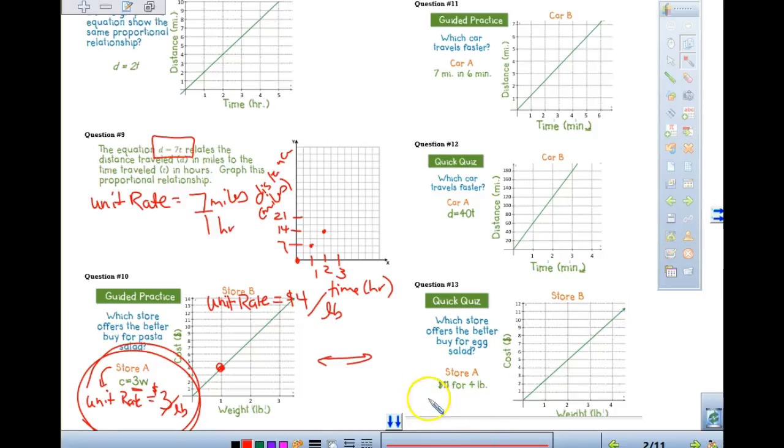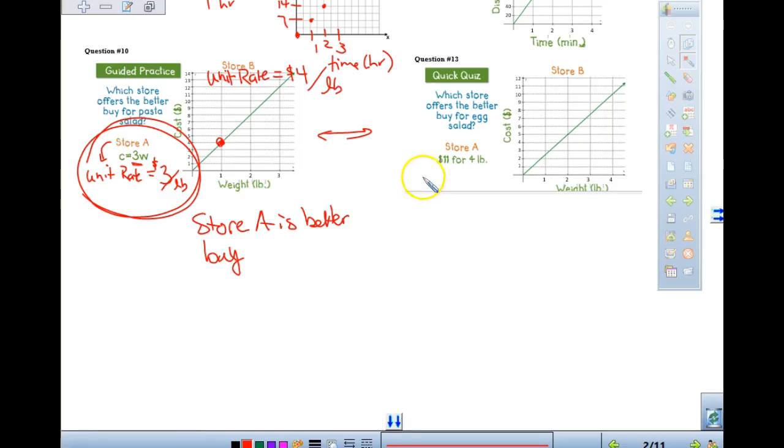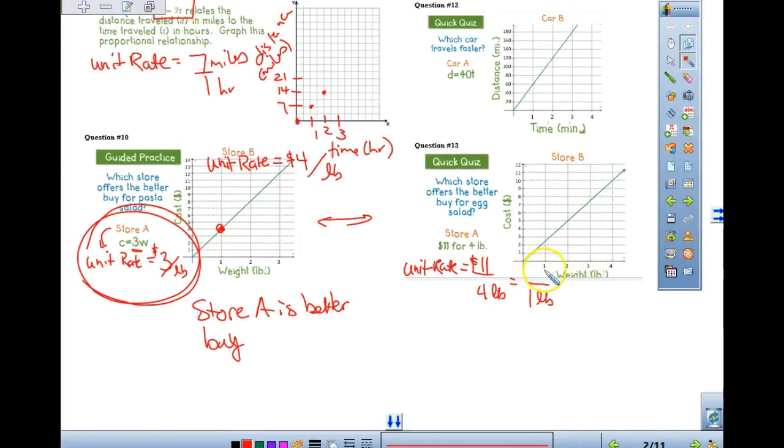Here, though, they tell you the store is $11 per 4 pounds. So what do you have to do different in 13? You have to find the unit rate. How do you find the unit rate for that store? You have to take the $11, that's your Y, and you're dividing it by 4 pounds. You need to find out per 1 pound, okay? So you simply take 11 and divide it by 4. That should help you. Then you're going to go to your graph.